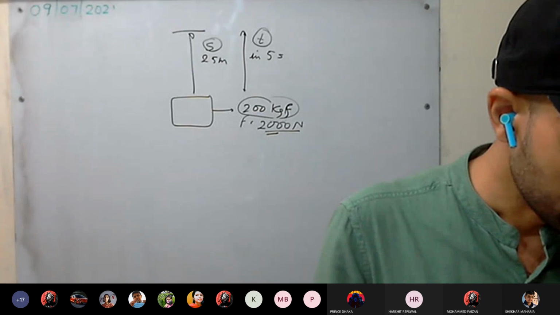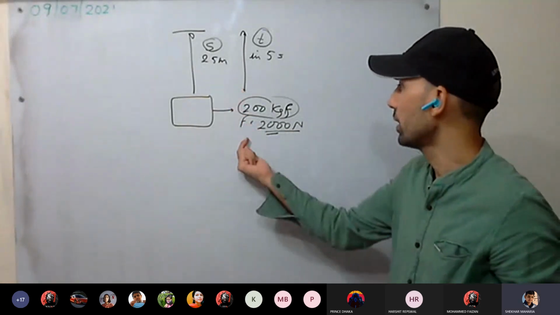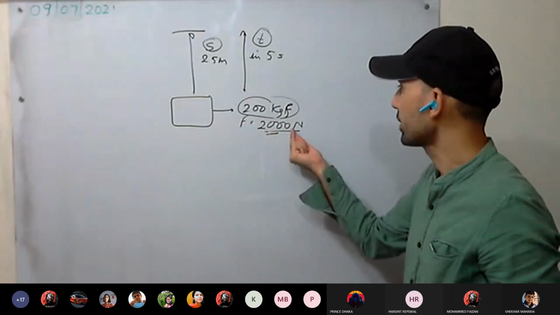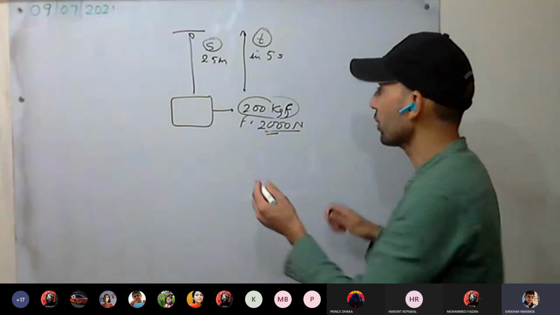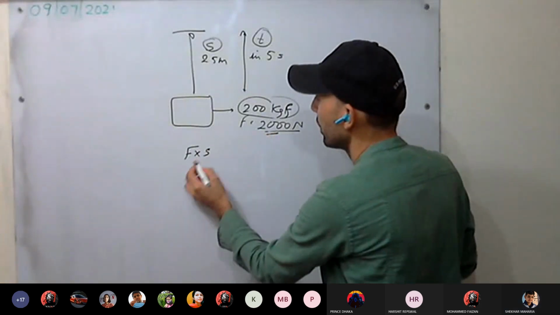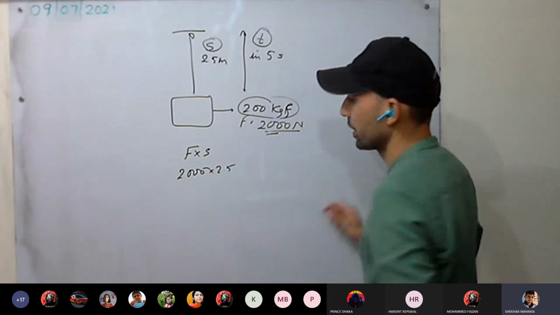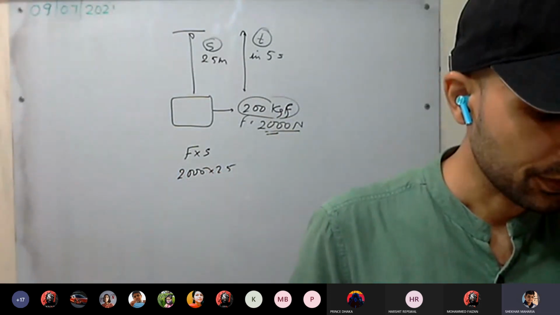Okay, the work done equals force F into S. So 2.5 into 2, 5, and you put 3 zeros. F into S, you can calculate: 2000 into 2.5. These many joules. So it comes out to be 5000 joules.